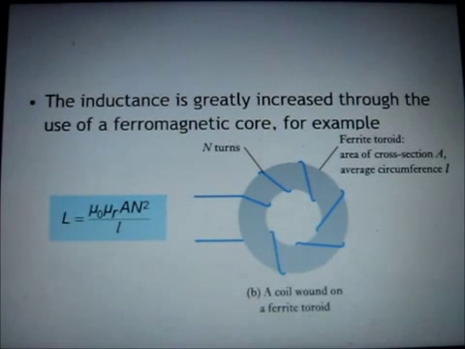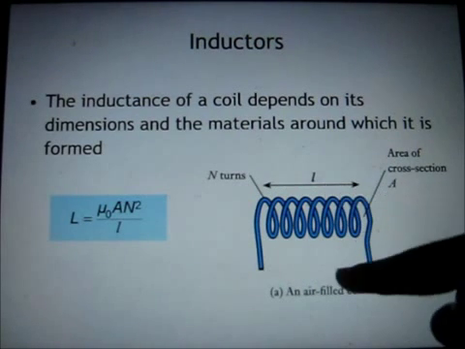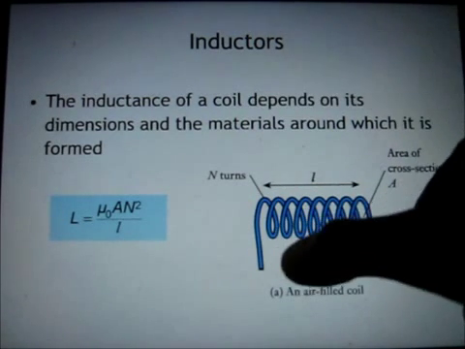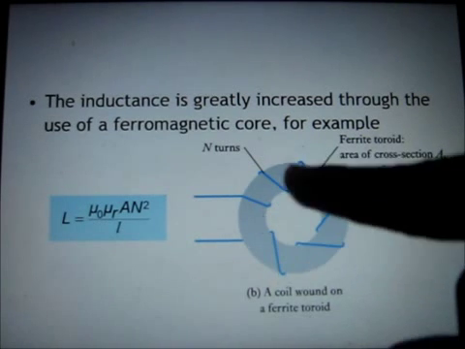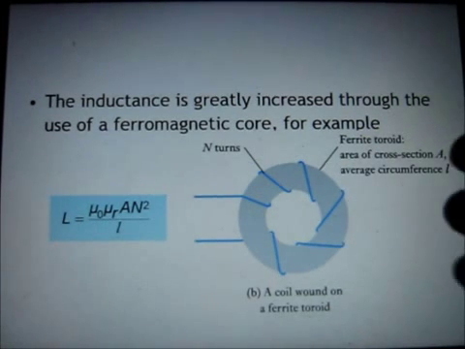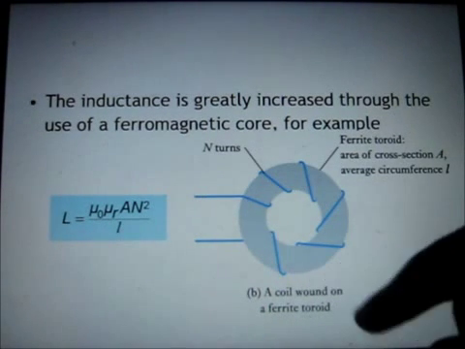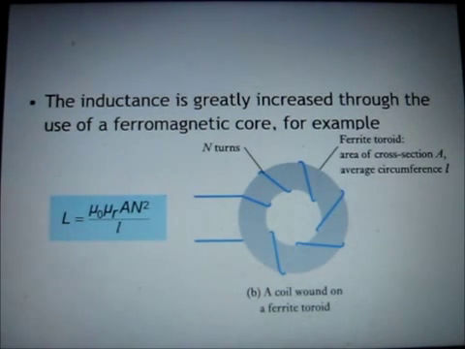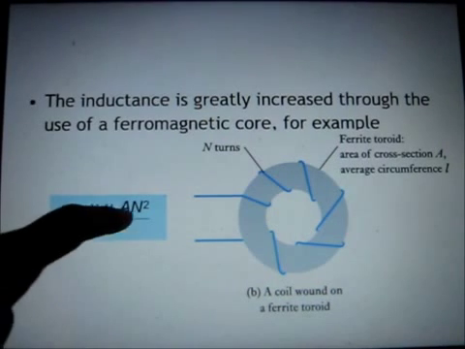The inductance is greatly increased. Now you can see this coil. It is just a solenoidal coil. Now how can we increase the inductance? Similar as before, if we use a ferromagnetic core or an iron core inside it, so that the magnetic flux linking to it will be maximum, in that case the inductance will be maximum. The inductance is greatly increased through the use of a ferromagnetic core, and when we use a ferromagnetic core, we have μ0 into μr.